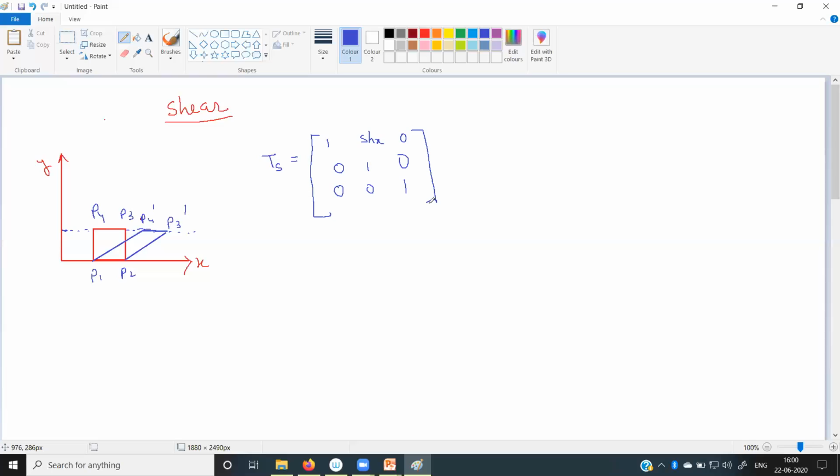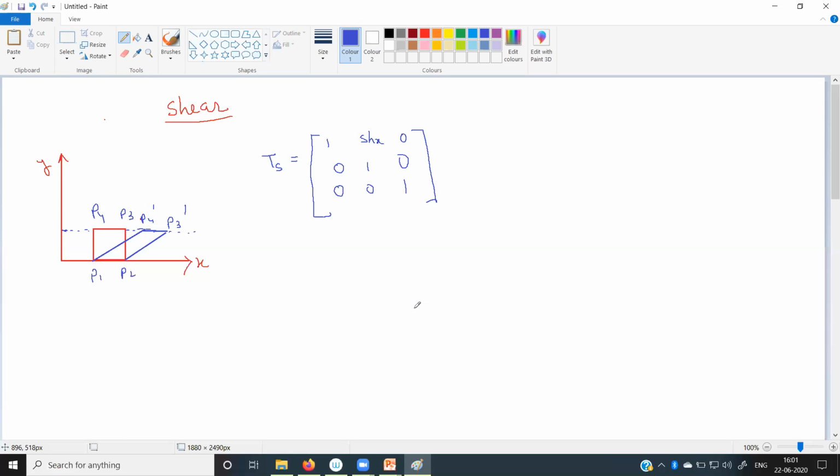Fine. So that's why it is called the shearing matrix along the x. We are changing the value of the x only. So if you got this matrix and you multiply this matrix with some other points, that means you multiply all the points of the object with this matrix, you can perform the shearing operation. Okay.